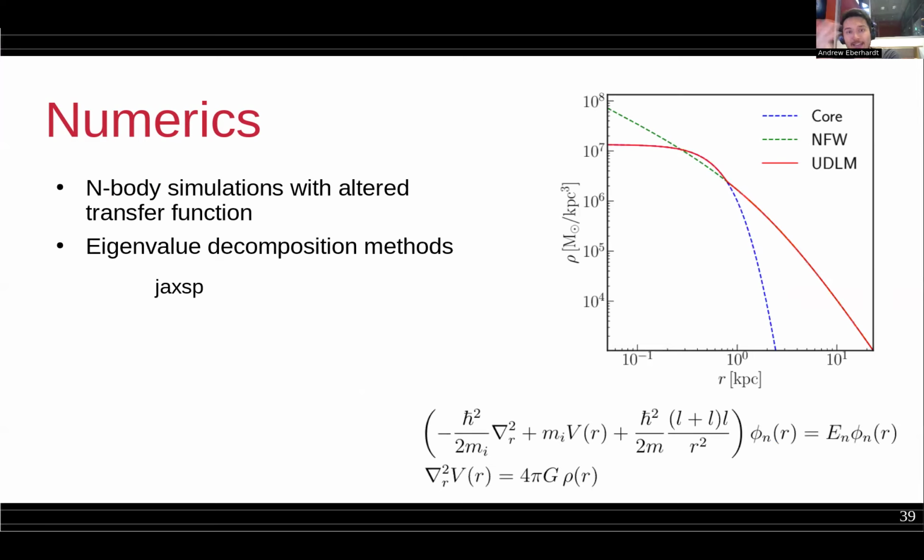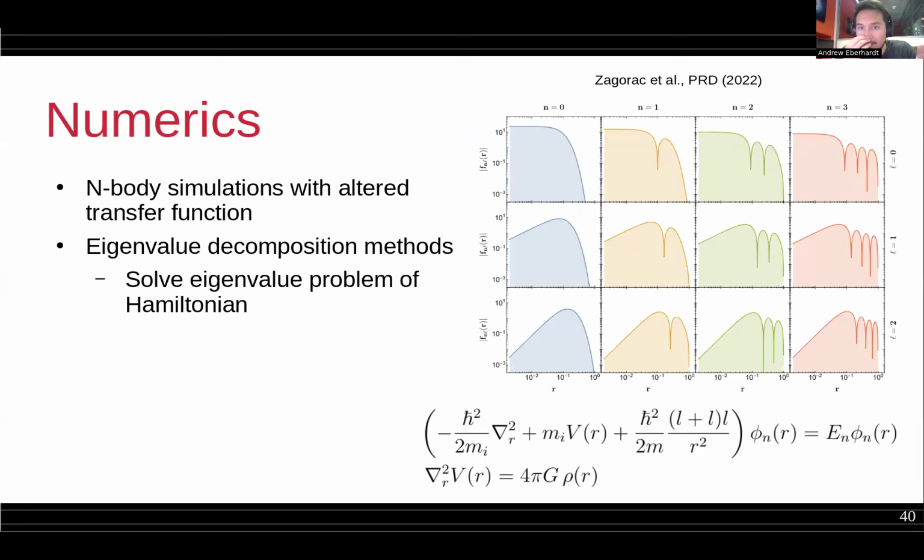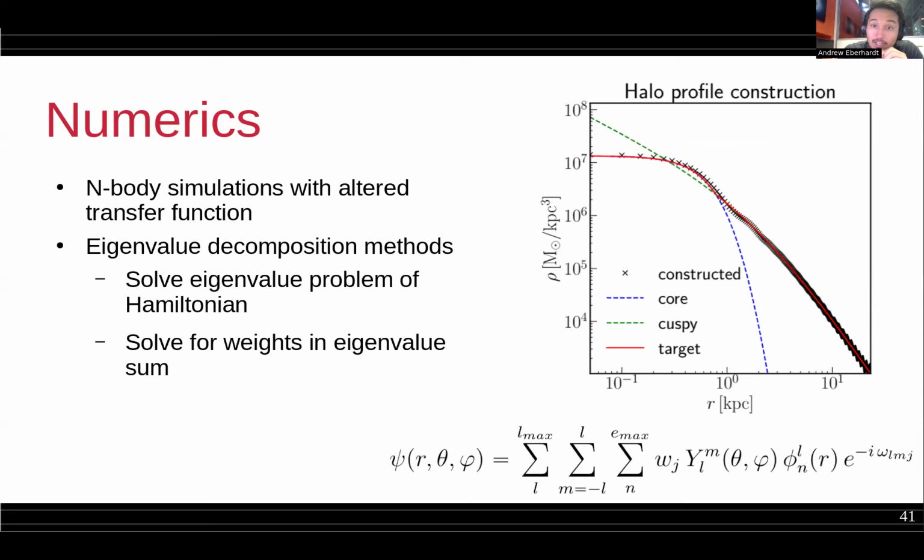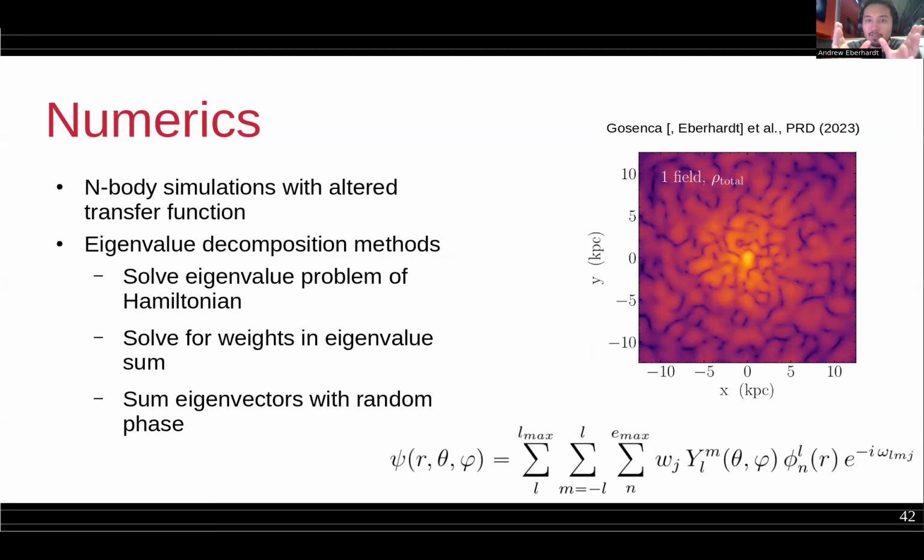Now, the next thing you can do is this eigenvalue decomposition method. I linked another repo here, which is public, which allows you to do the method I'm going to talk about. If we solve the eigenvalue problem of the radial potential, we get a bunch of eigenvalues, which we can sort by their energy number and their angular momentum number. We can sum these eigenvalues, choosing weights such that we reproduce the original density profile that solved the eigenvalue problem in the first place. We can numerically find these weights, and then sum all the eigenvalues up with these weights and random phases between them. If we do that, we get something that is a fairly good approximation for what we think an ultralight dark matter halo should be like.